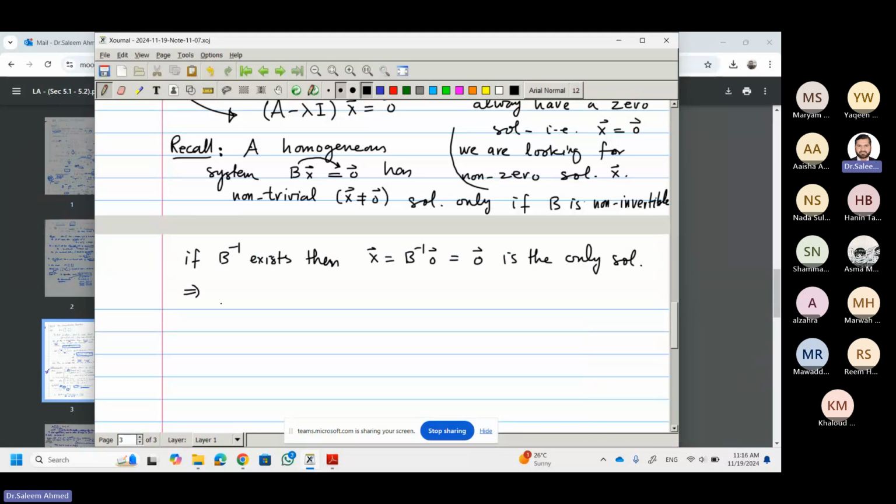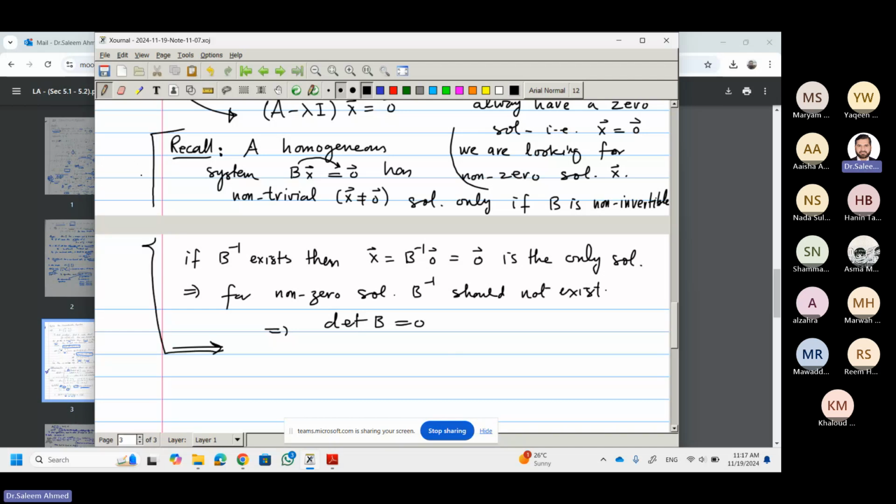Hence, this implies that for a non-trivial solution, B inverse should not exist. So for non-zero solutions, B inverse should not exist. I should not have the inverse of B. And what does that mean? It means the determinant of B must be 0. You know that when the determinant of a matrix is 0, then B is non-invertible. So this is what I want from here to here. This is an aside note.